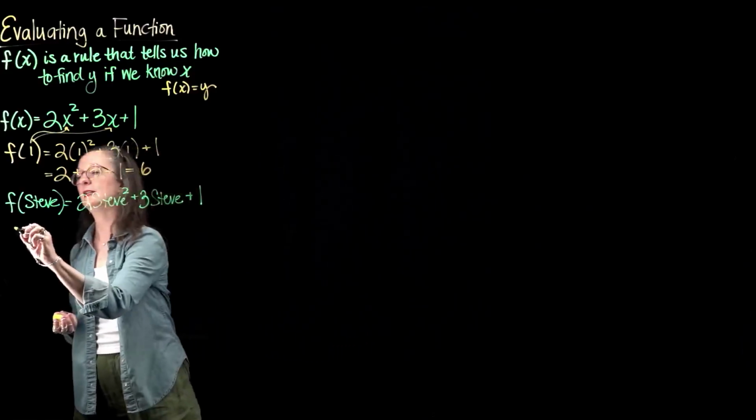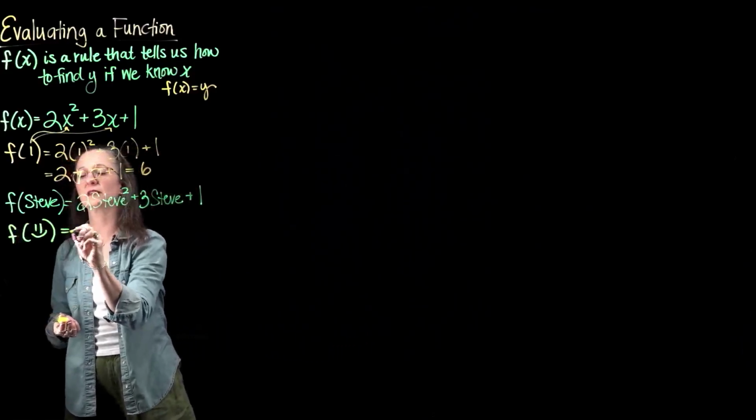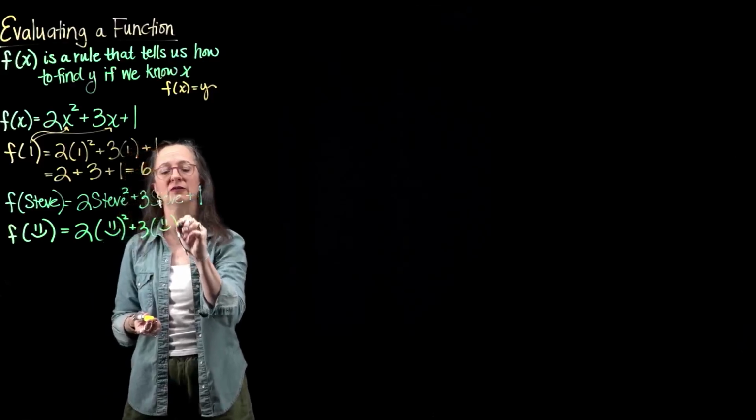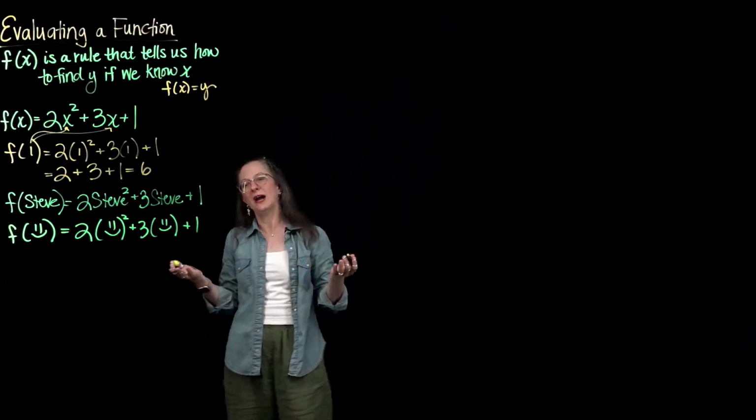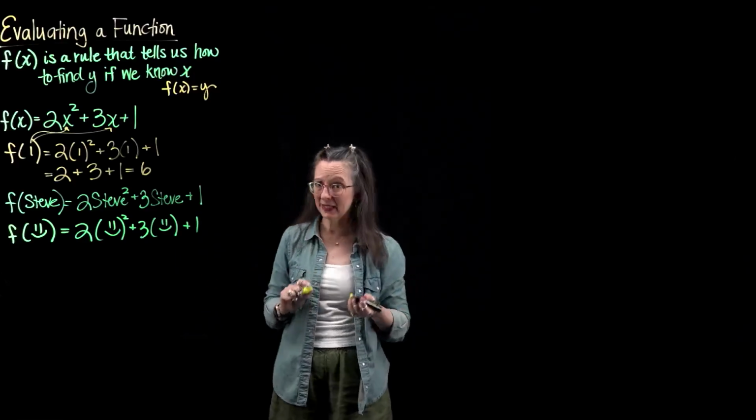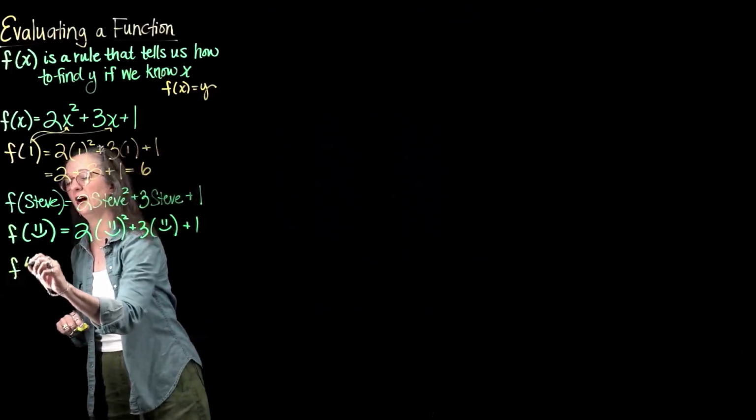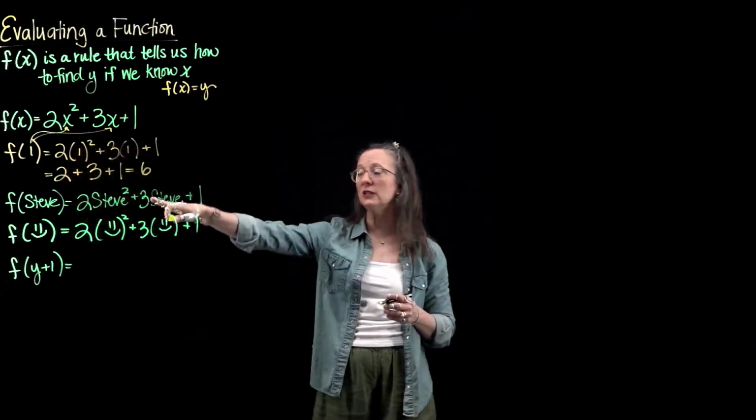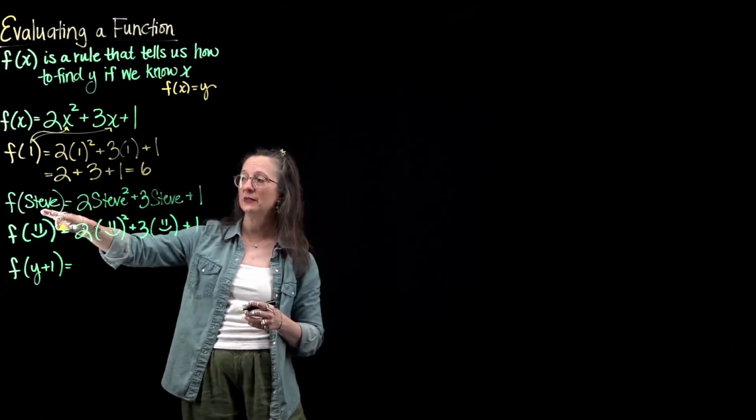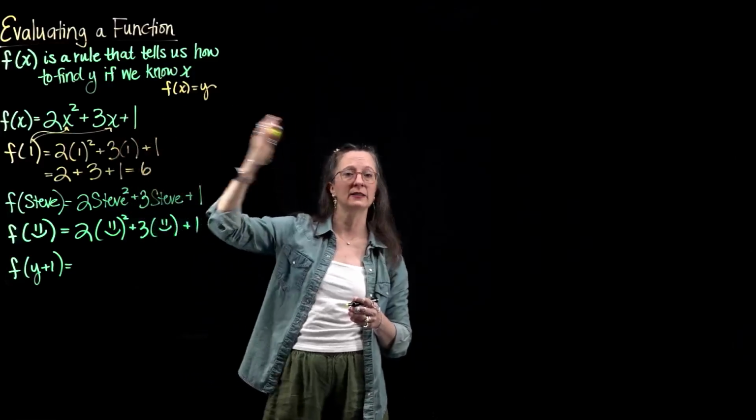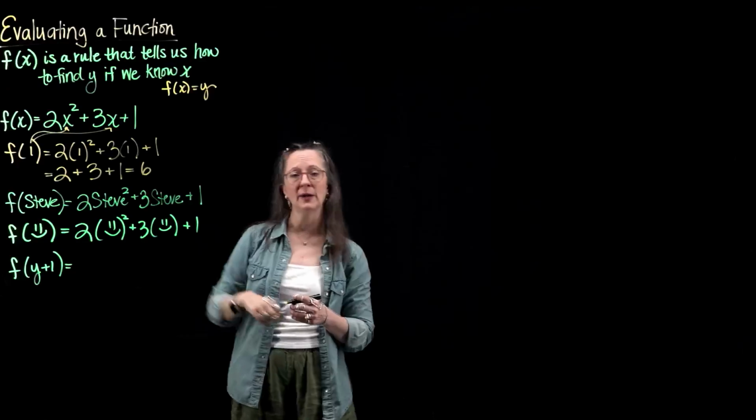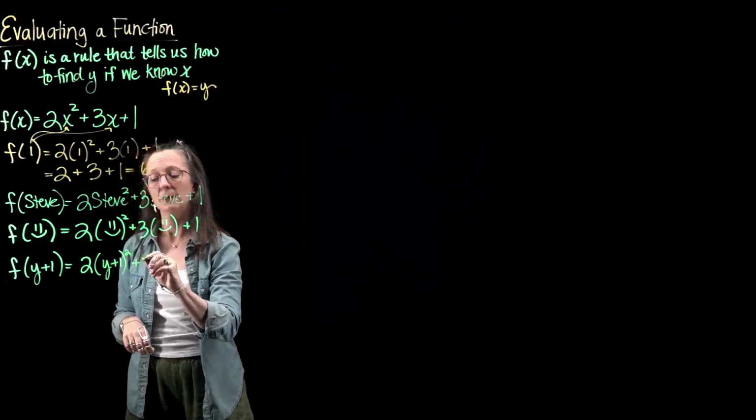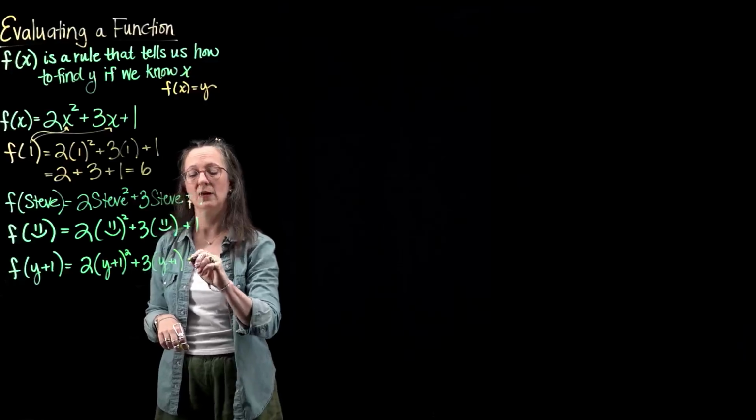Another way I like to present it is if I had f of smiley face. This would be 2 smiley face squared plus 3 smiley face plus 1. Now, why do I harp on that so much? Well, because sometimes you get something like f of y plus 1. And that's where everybody freaks out. Use the Steve rule. Whatever I have in the parentheses, it goes right in the place of x in my rule. So f of y plus 1, this would be 2 times y plus 1 squared plus 3 times y plus 1 plus 1.